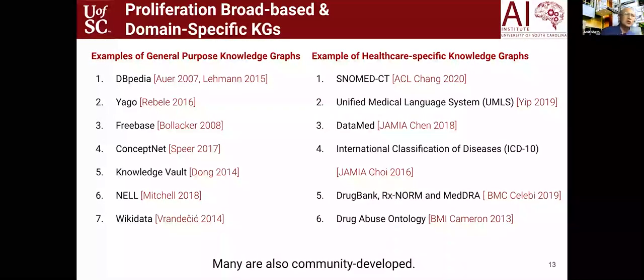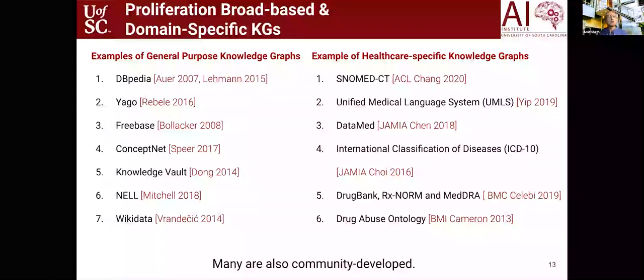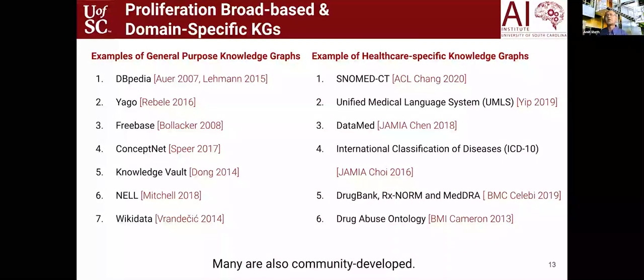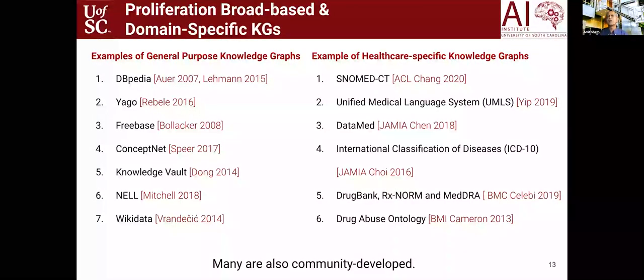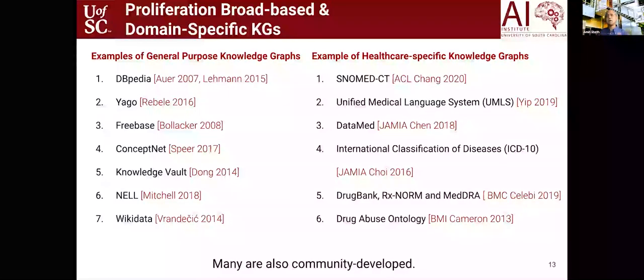Knowledge Vault, which is no longer being developed or used, was an attempt to do a lot more automation. NELL is something that has more automation, but quality is suspect. On the right-hand side, you can see just in one domain, the domain of healthcare, a variety of knowledge graphs. Interestingly, most of these are community efforts. Most of them have involved a decent number of people coming together, incorporating experts from the domain to develop these knowledge graphs. Although the drug abuse ontology was developed with a much smaller number of people.